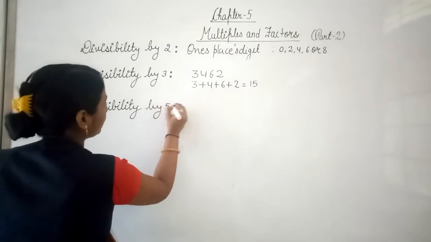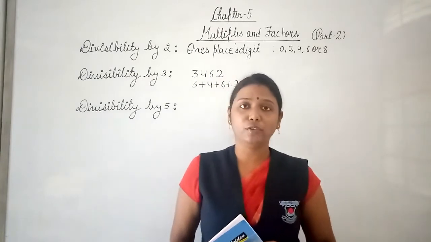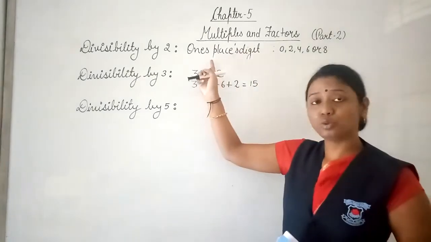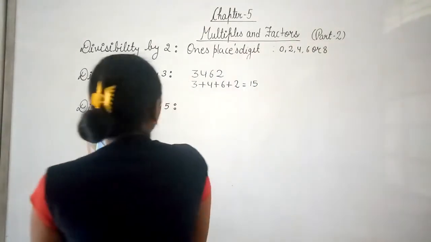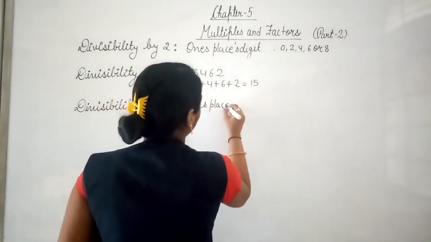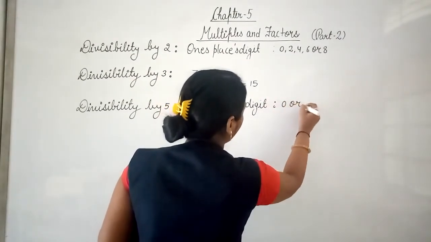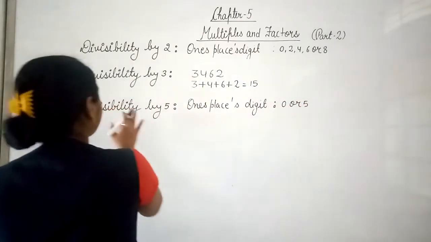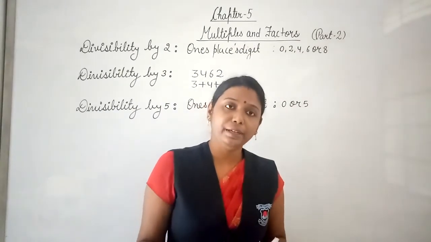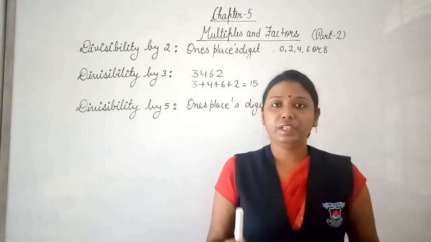If we want to check whether the given number is divisible by 5 or not, we just have to check its ones place digit, like we did for 2. If the digit at ones place is either 0 or 5, then that number will be divisible by 5. So we need not check the entire number by dividing by 5. We can simply answer just by observing its ones place digit.